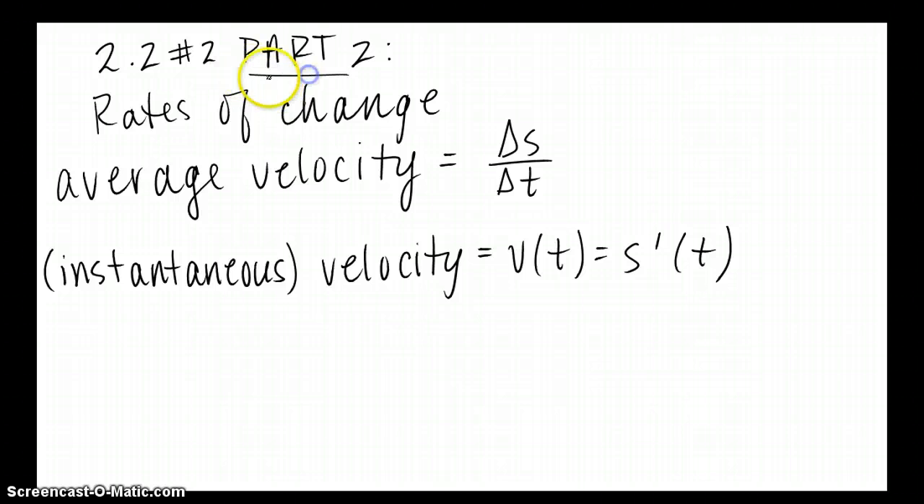Alright, so now we're on part 2. Lots of 2's here. Section 2.2, video number 2, part 2. Rates of change. So we left off.